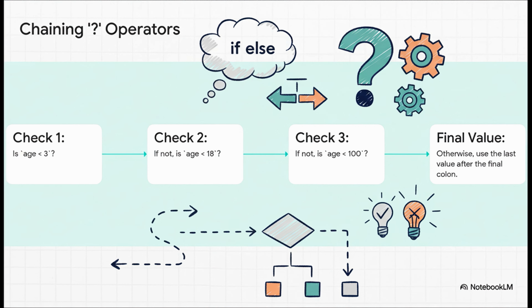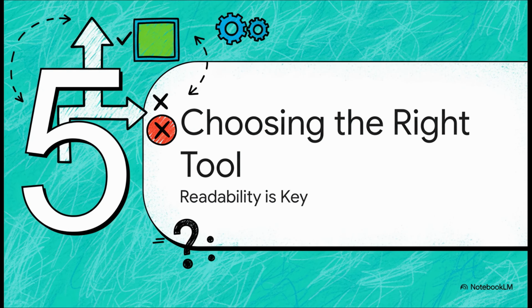value at the end. So now we've got these two really powerful tools in our belt, the if-else block and the question mark operator. But, and this is a big but, just because the question mark operator is shorter, that does not mean it's always the right choice. When you're writing code, the most important thing should always be clarity. Can someone else, or you 6 months from now, understand what's going on?